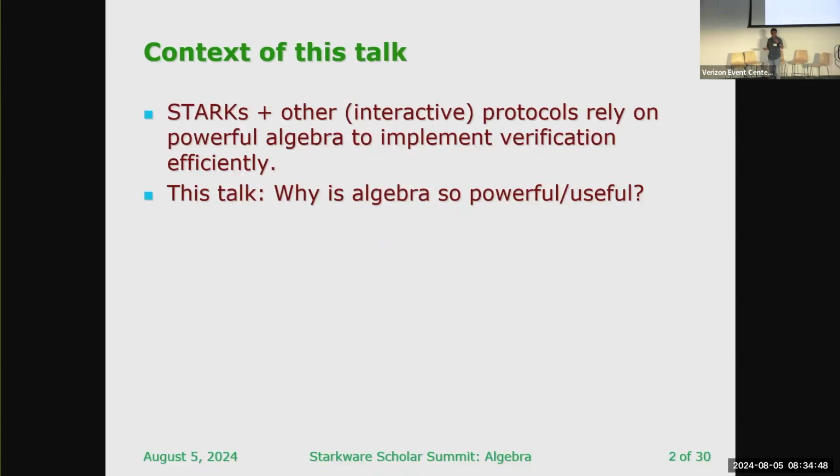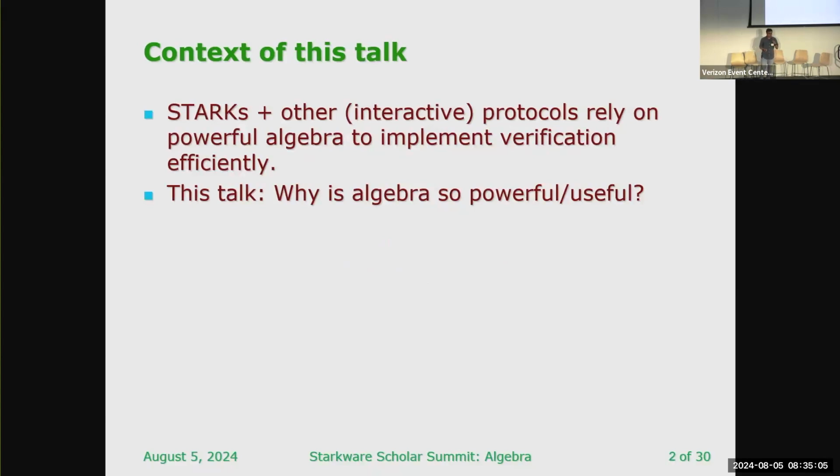So a little bit of context. You've seen in Swastik's talk, in Ale's talk, in Yael's talk also, error correcting codes and algebra seem to be playing a very powerful role in designing interactive proof mechanisms. And the question is, why did algebra have this power?